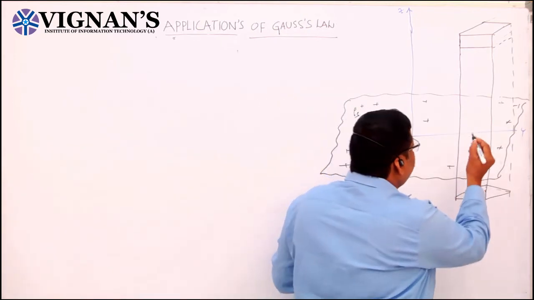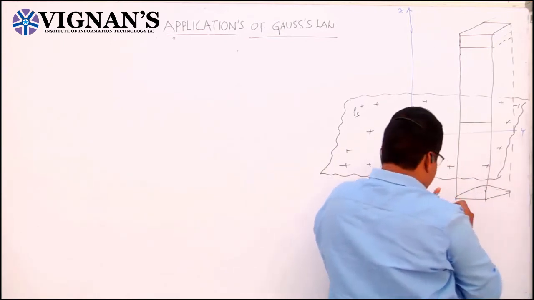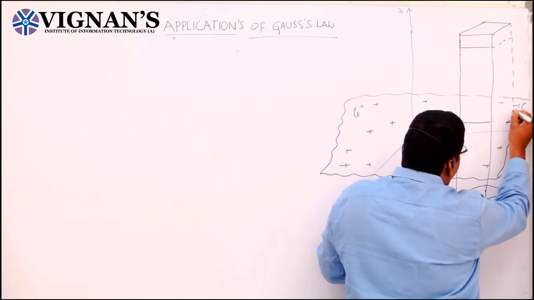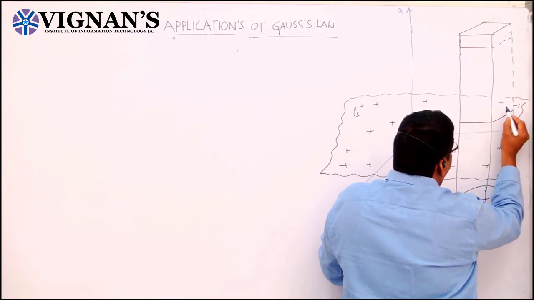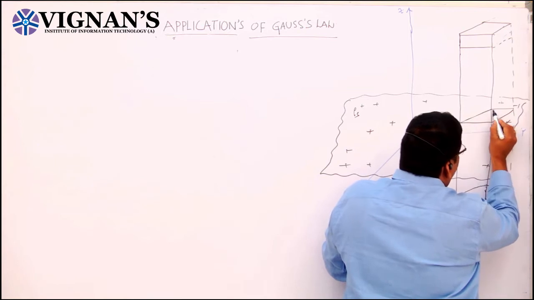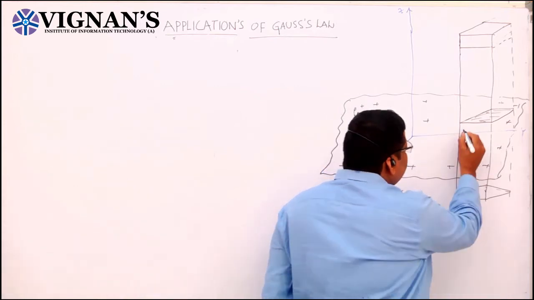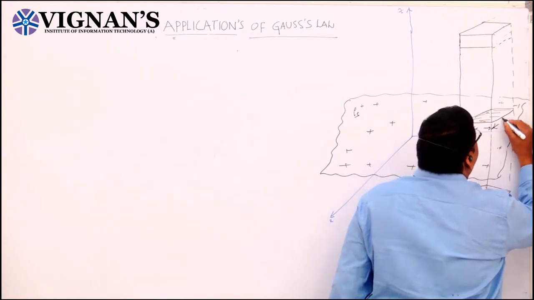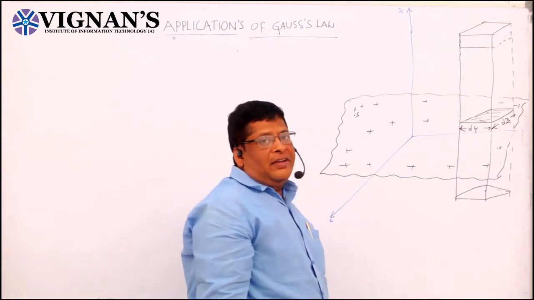On the sheet here, we have taken a differential area. This is the differential area, which we are showing hatched. This length is dy, whereas this length is dx. This area is dx into dy.